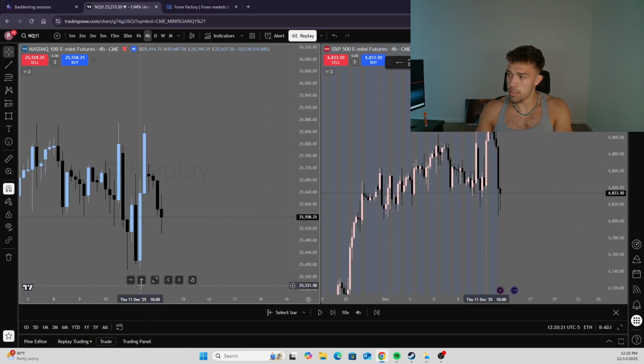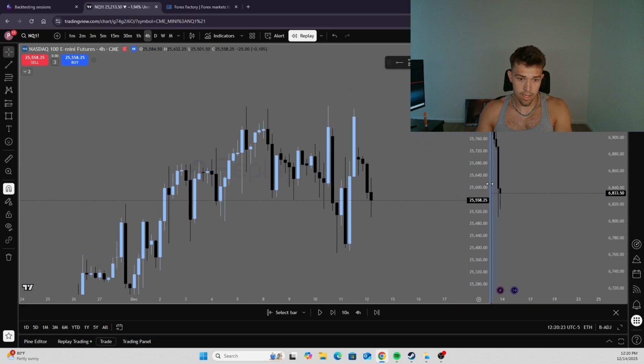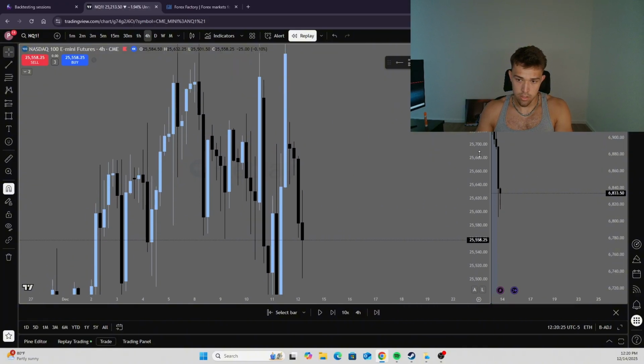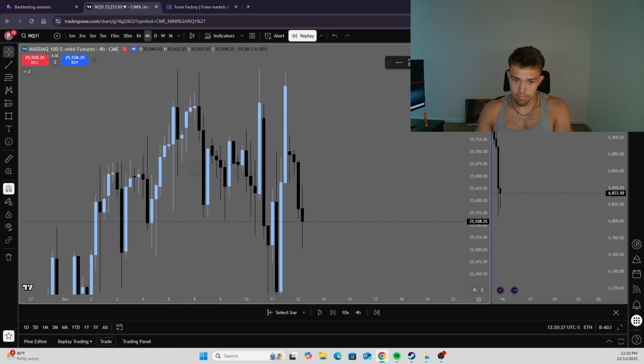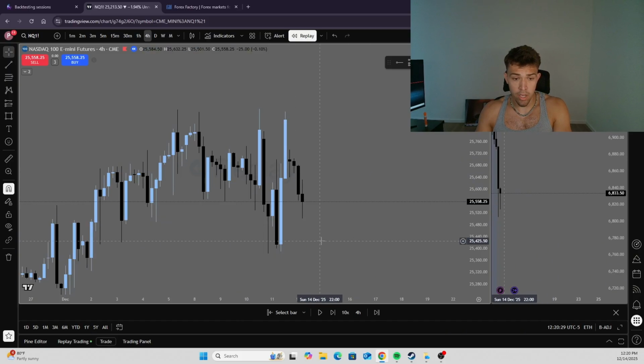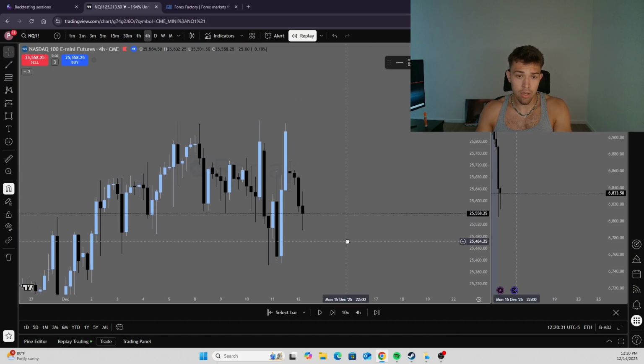Now we're going to mostly be focusing on the NASDAQ. So we came into today. We are in the middle of this range. We have 4-hour lows here. We also have 4-hour highs here.